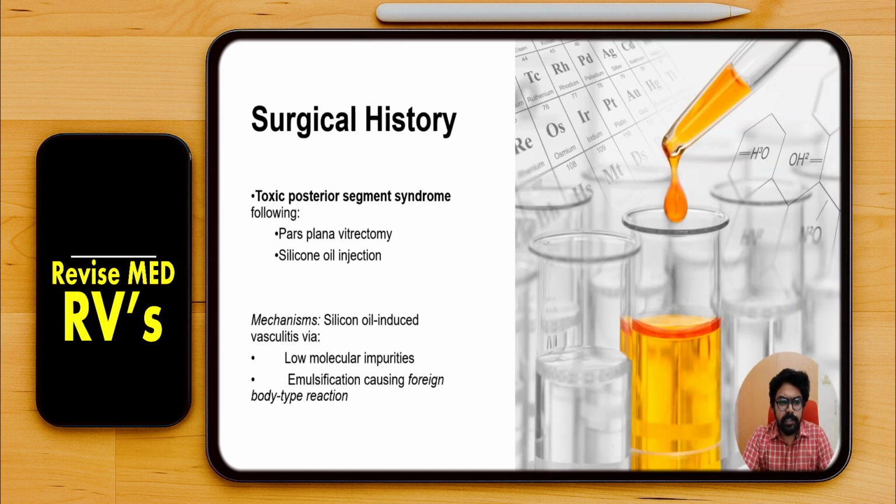Coming to the surgical history, any prior history of a pars plana vitrectomy or a silicone oil injection can lead to toxic posterior segment syndrome, which can cause a retinal vasculitis. The mechanism for silicone oil induced vasculitis is through the low molecular weight impurities in this oil, as well as it acts as a foreign body and causes a foreign body reaction.